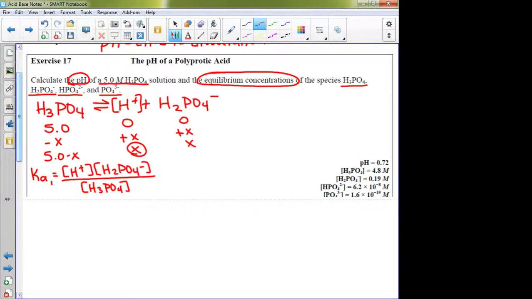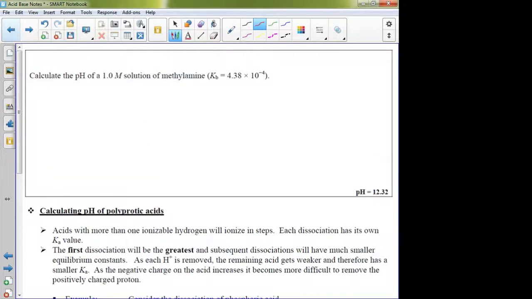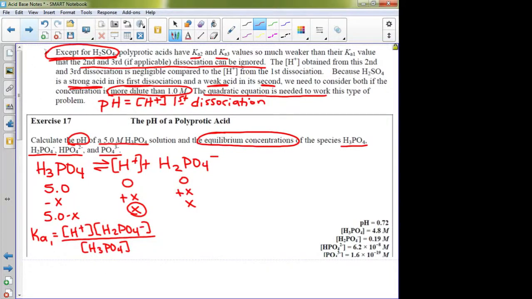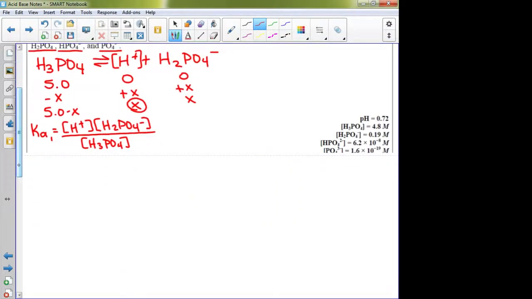Now, I told you yesterday we would need this, that I didn't just make up these values, and I didn't. What is Ka1 for H3PO4? 7.5 times 10 to the negative third. I just want to show you, I got it off the page before. I'm not just making up numbers. So 7.5 times 10 to the negative third.